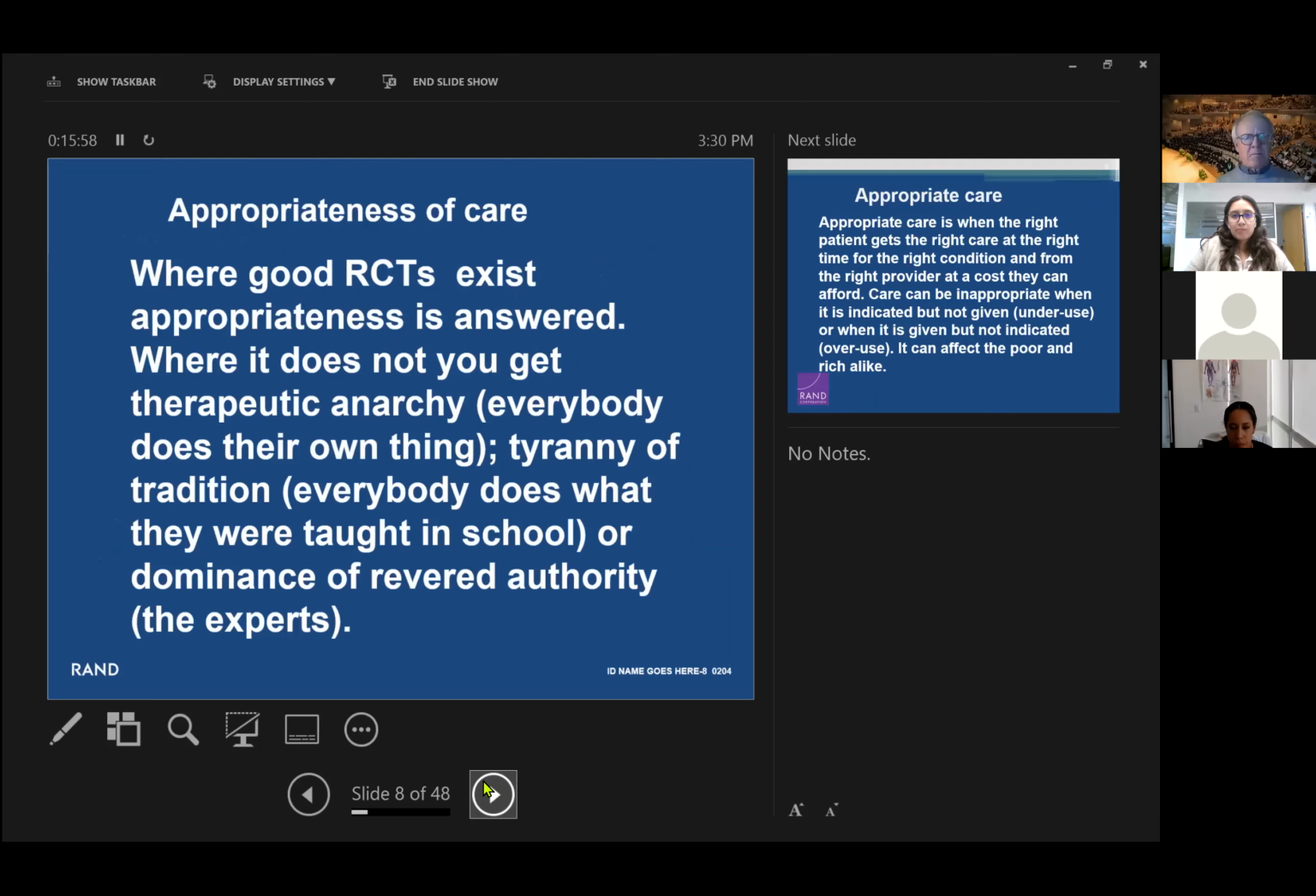First of all, we've got to start with a bit of a discussion about what we mean by the appropriateness of care. And I suppose where good RCTs exist, there isn't a real big question about the appropriateness of care. If there's a meta-analysis and you've got 15 or 20 RCTs, and they all say the same thing, then it's pretty clear what you should be doing if you're doing evidence-based practice.